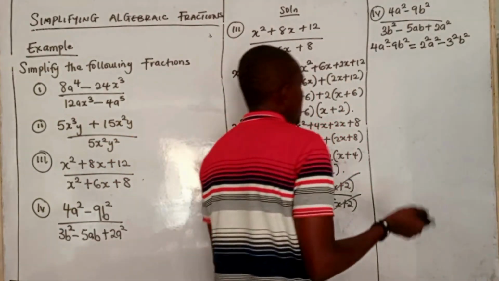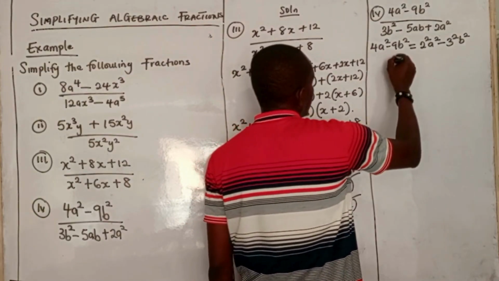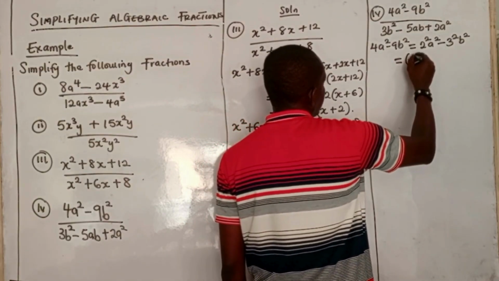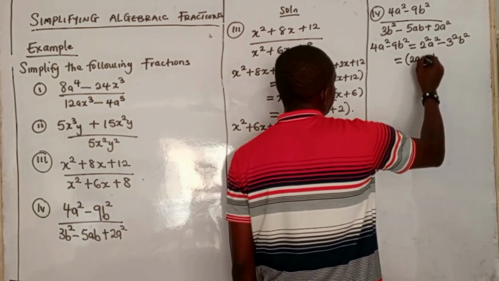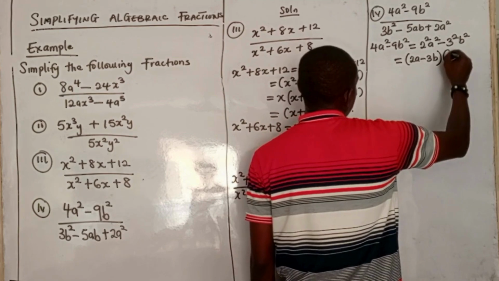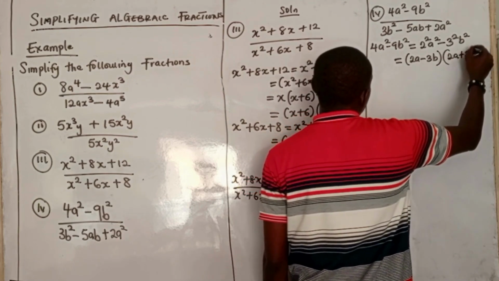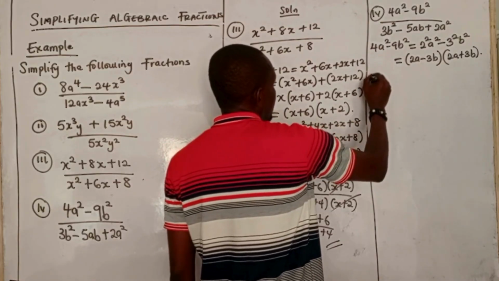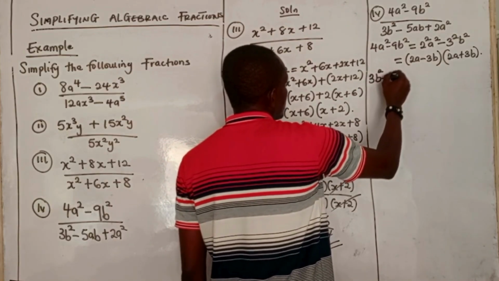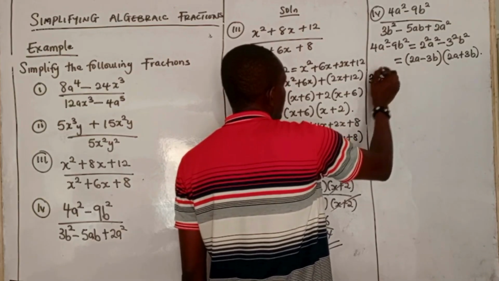And remember what we said about difference of 2 squares earlier. That means in the first bracket we have 2a minus 3b, and in the second bracket we have 2a plus 3b. So we have been able to factorize that. And then the second one, the denominator, is quadratic in nature.